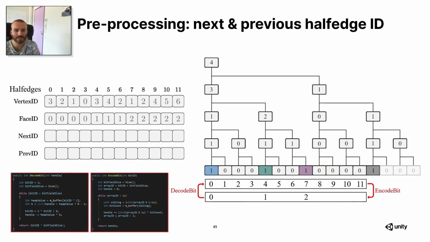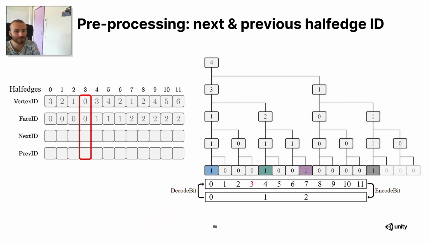We find this first half-edge of each face using a binary search in our reduction tree. It's a bit complex to explain, but it's very simple. In fact, here's the code we use, and by the way, we do distribute this code online. And so to show how we use that to compute our next ID and previous ID, I'll look at a specific case, the half-edge in red here. And in practice, we compute this in parallel for each half-edge.